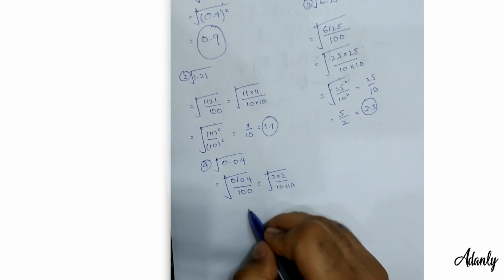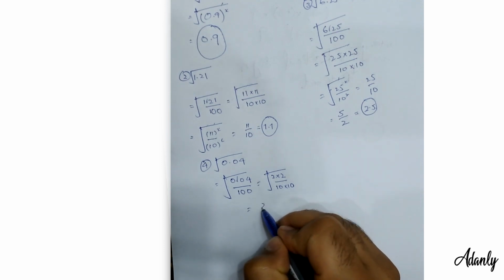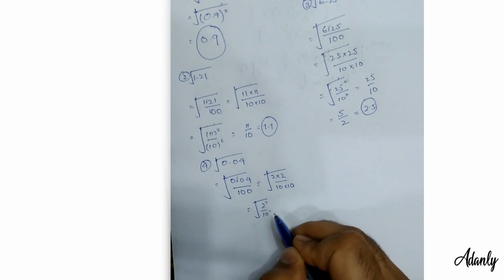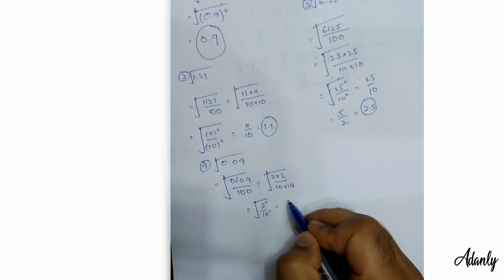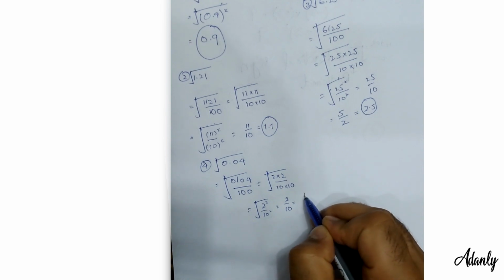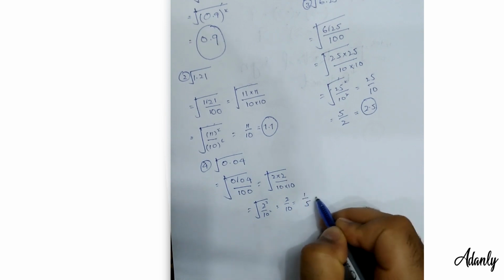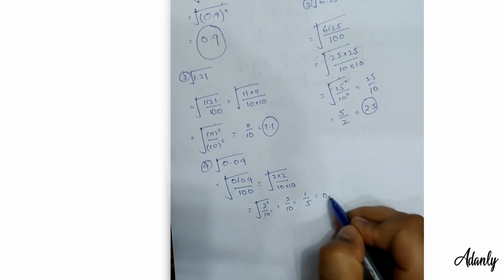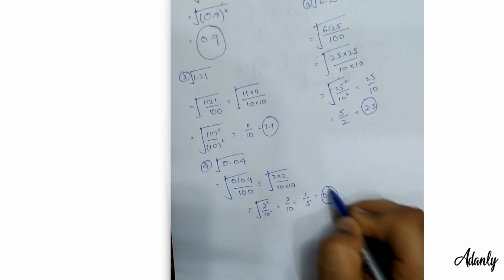And the square root symbol. So we can also write it as 2 square divided by 10 square. It will give us 2 divided by 10. Simplify it further, it will give us 1 divided by 5, and if we divide it, it will give us 0.2, which is the required square root.